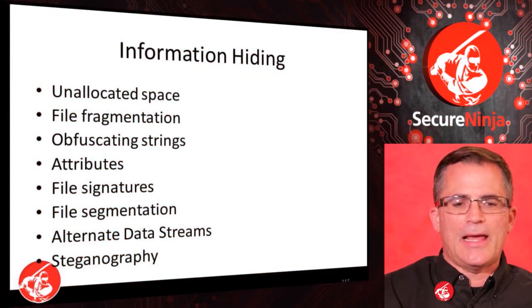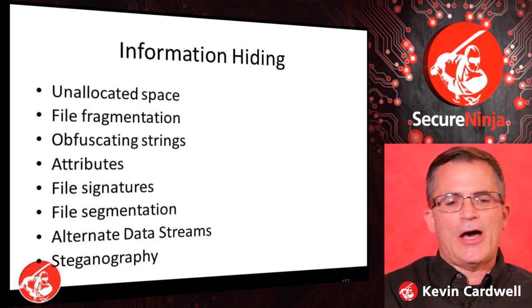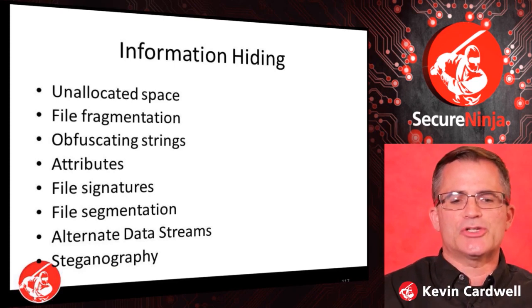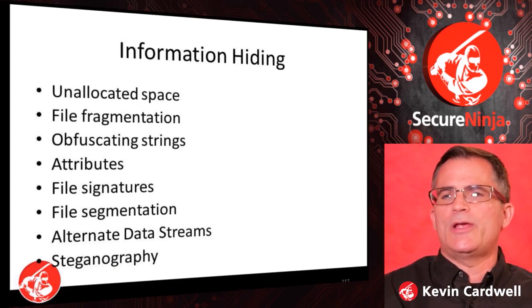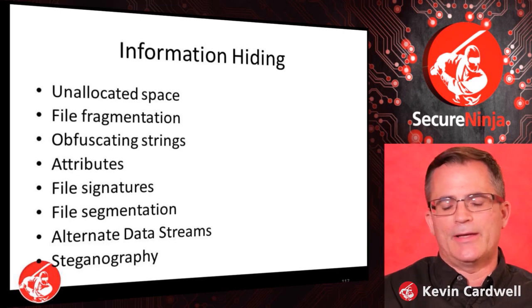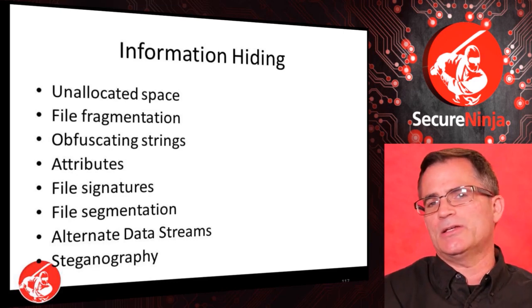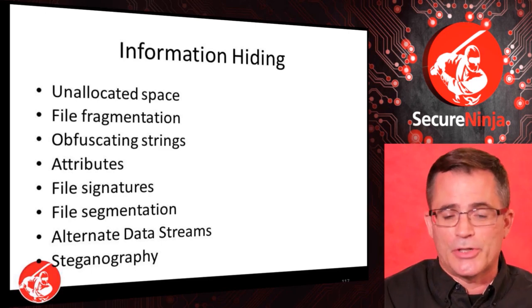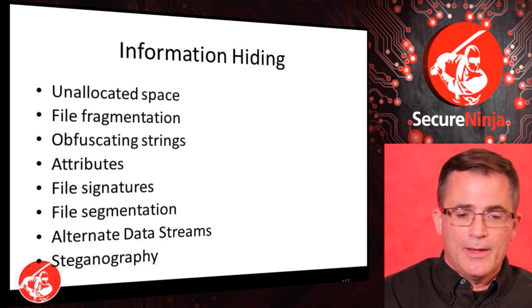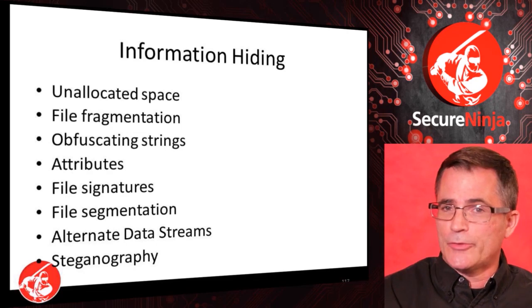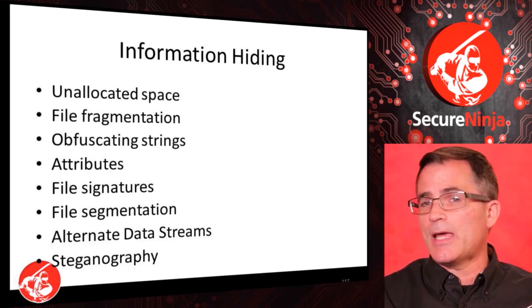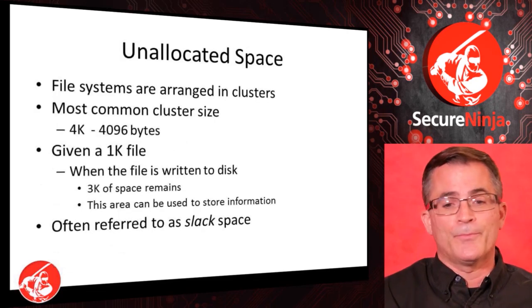Information hiding, unallocated space, file fragmentation, obfuscating strings are all ways we can hide information once we get on that server. Attributes, file signatures, file segmentation, and a great little feature we love from Microsoft called alternate data streams. And then another favorite, steganography, hiding information in plain sight. So let's look at each one of these.